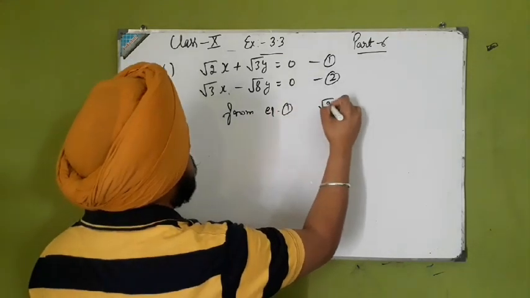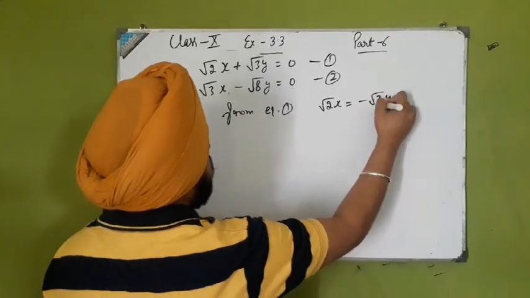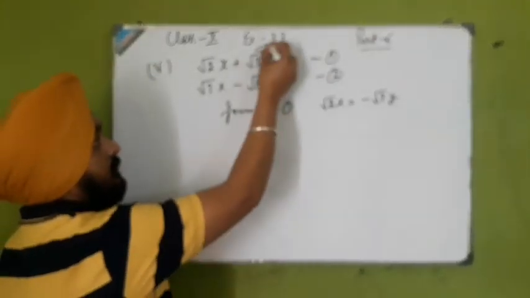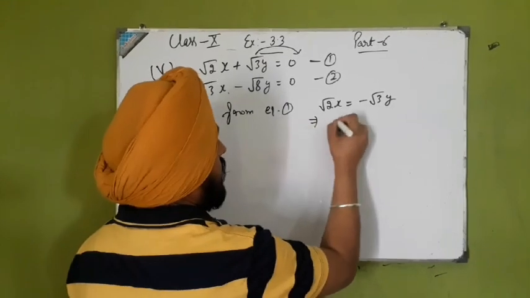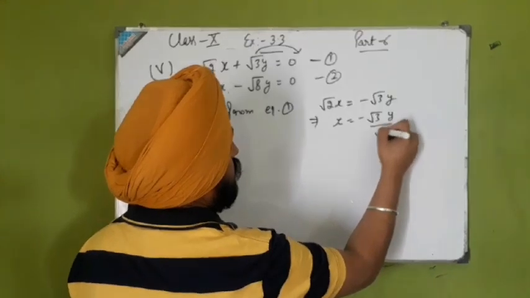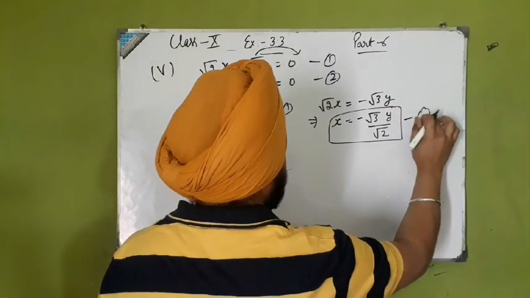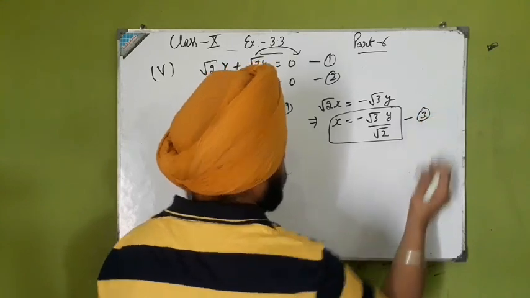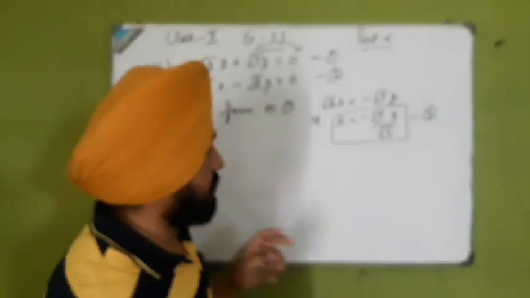From the first equation, root 2x is equal to 0 minus root 3y, since this goes to the right side. So x is equal to minus root 3y over root 2. Clear? So we have written the value of variable x in the form of another variable y. Write this as equation number third.